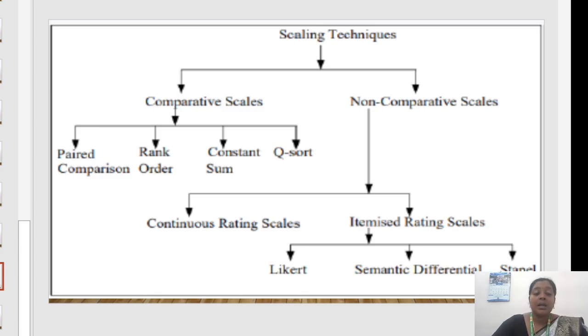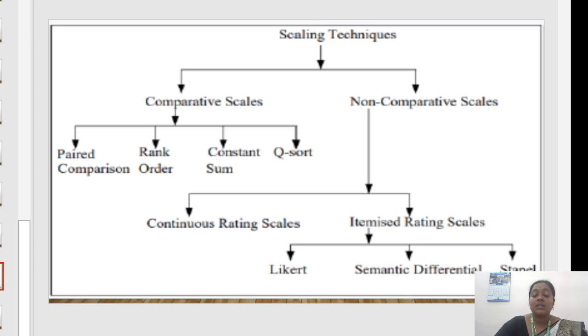The next is summated rating scales, which you can call a Likert scale. The summated rating scale is commonly known as a Likert scale. It's also the most widely used attitude measurement technique. It consists of a series of statements related to the issues or concepts. Respondents indicate their levels of agreement or disagreement with each statement. Typical response categories include strongly agree, agree, neutral, disagree, and strongly disagree.